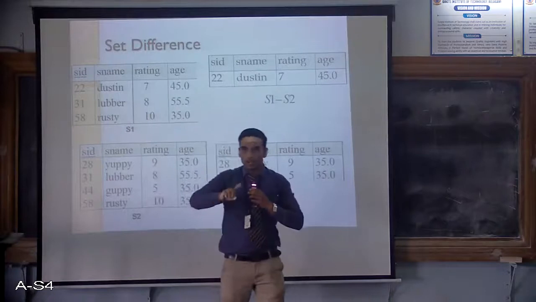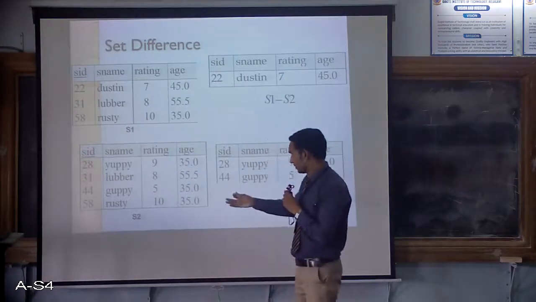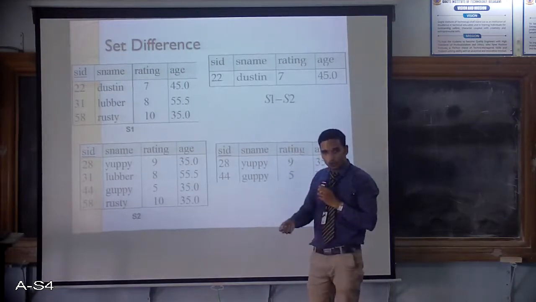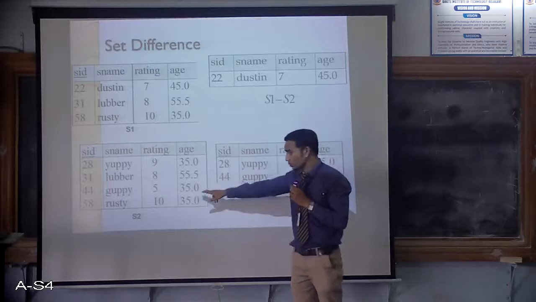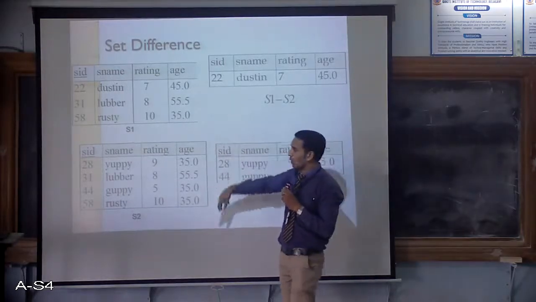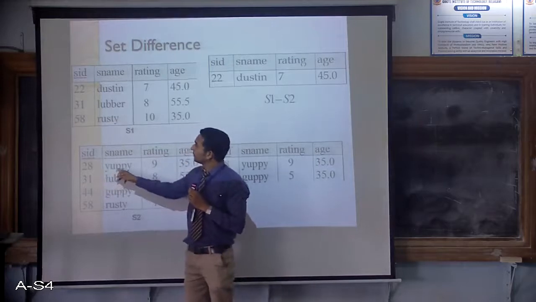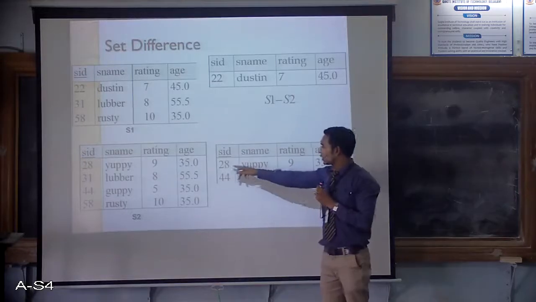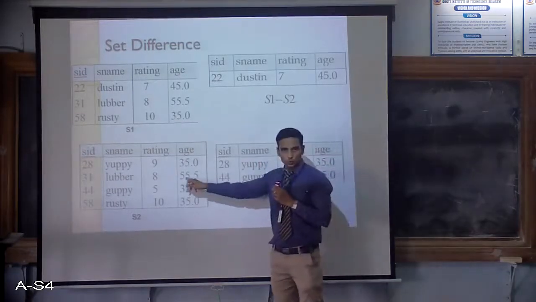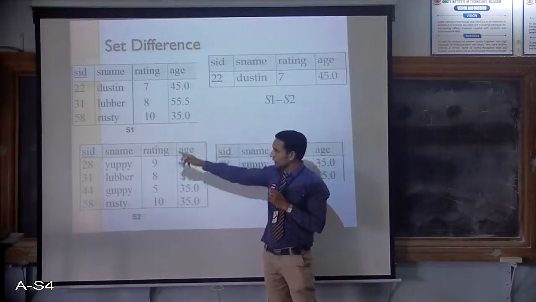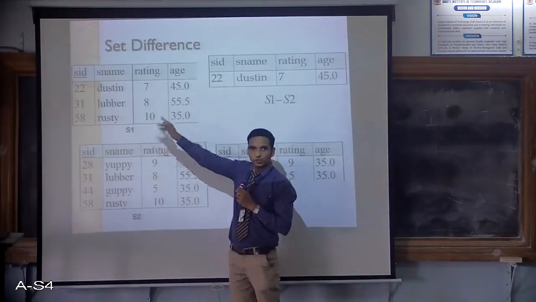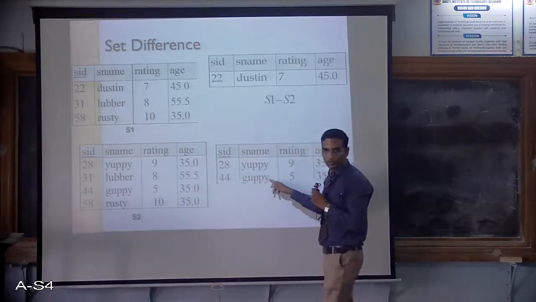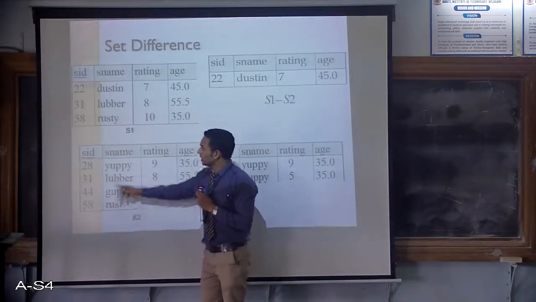On similar lines, S2 minus S1. Now this is S2 minus S1. It consists of those rows that belong only to S2 but not to S1. Go one by one now. 28 Yeppy. Is it here? No. So 28 Yeppy will be in the output list. So this is the row which belongs only to S2 but not to S1. Next one, 31 Luber is there, so ignore it. 44 Guppy, it's not there, so 44 Guppy is included here. And the last one, 58 Rusty is here, so don't include it.